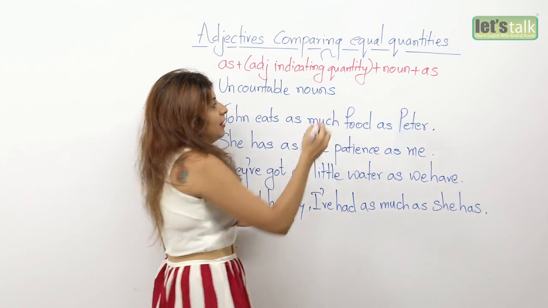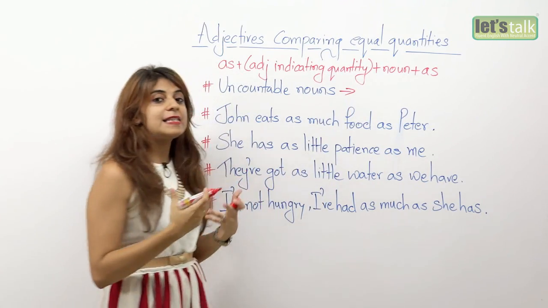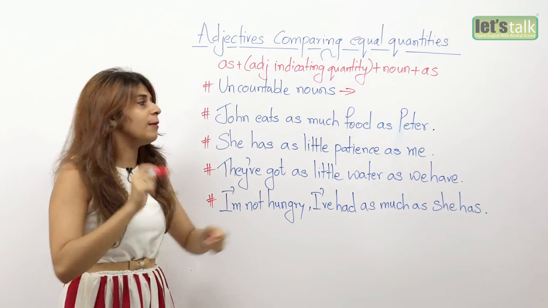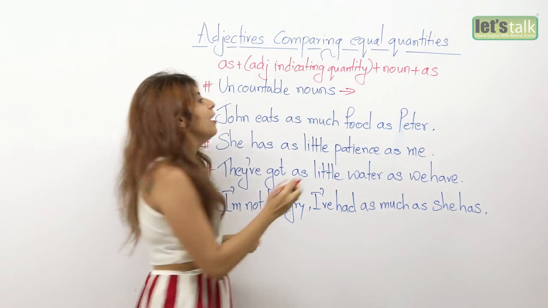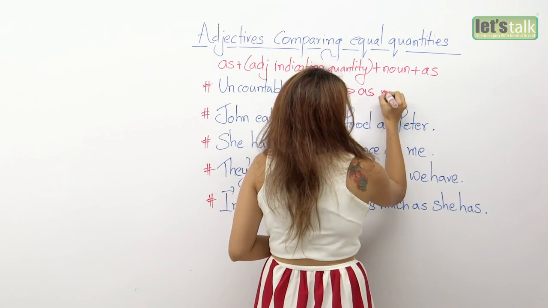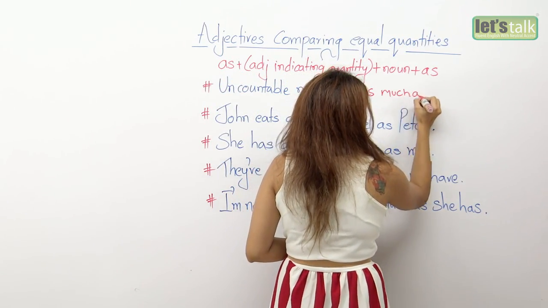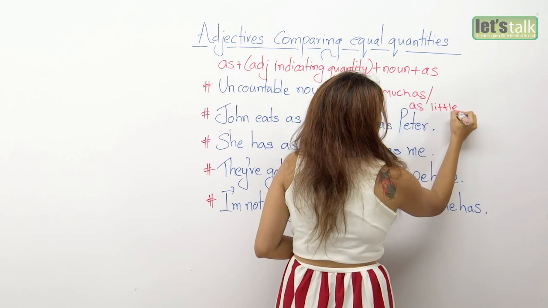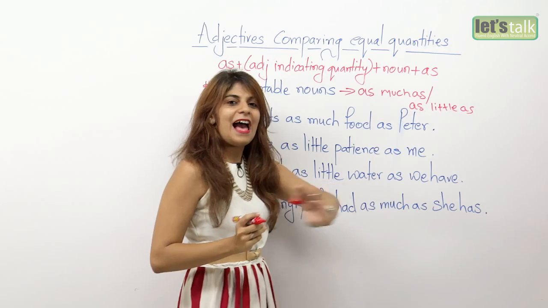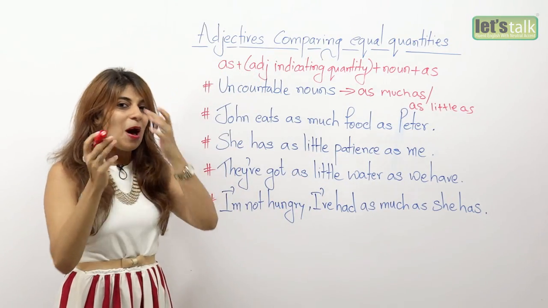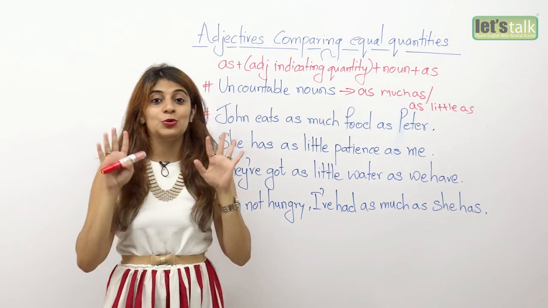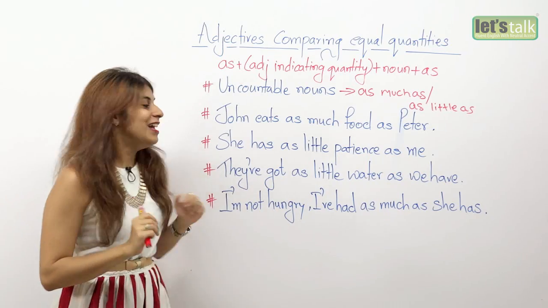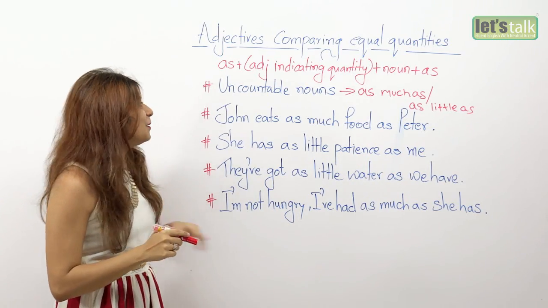Now remember, the phrases that we end up using to compare uncountable nouns are as much as, and the other one is as little as. So uncountable nouns are the nouns that you really can't count. So let's have a look at the examples here.